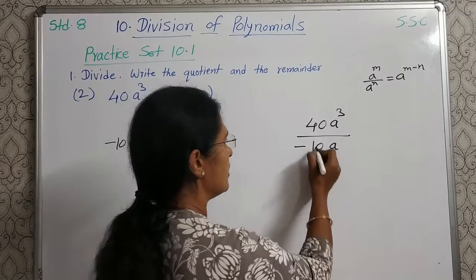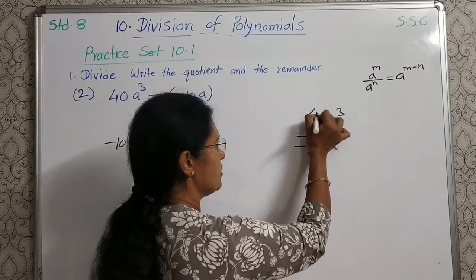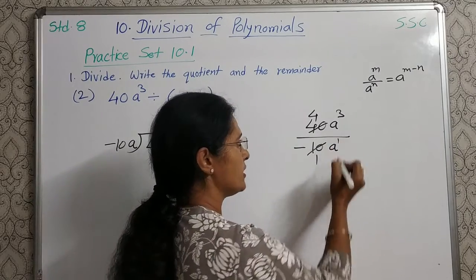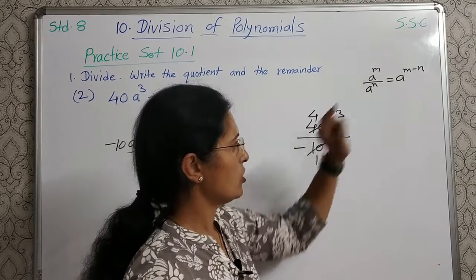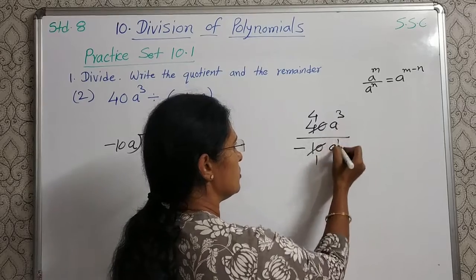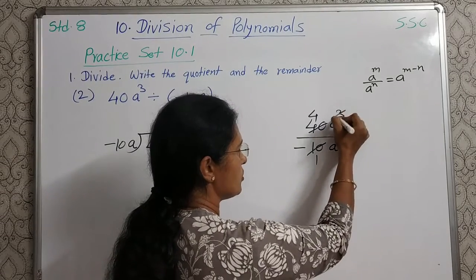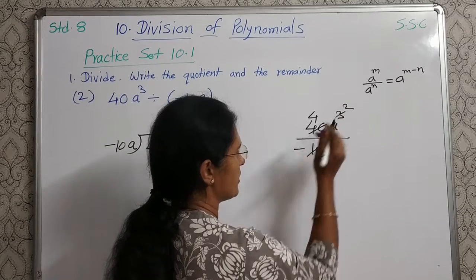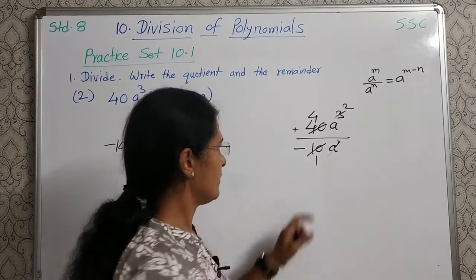Now solve this. 10 ones are 10, 10 fours are 40. Now a cube by a, it means the index is 1. Using this law we can write here 2. 3 minus 1 is 2. So this will get cancelled and here it is 2. It means a square. Now here plus and here minus.